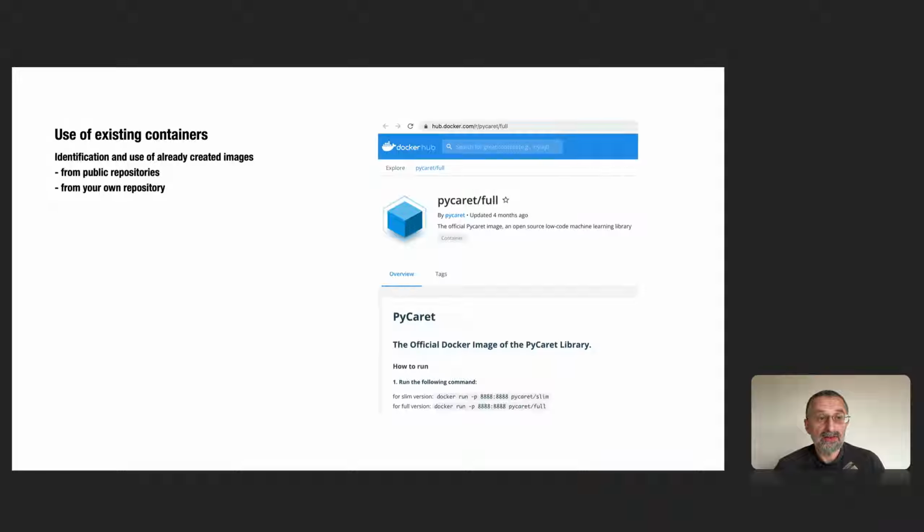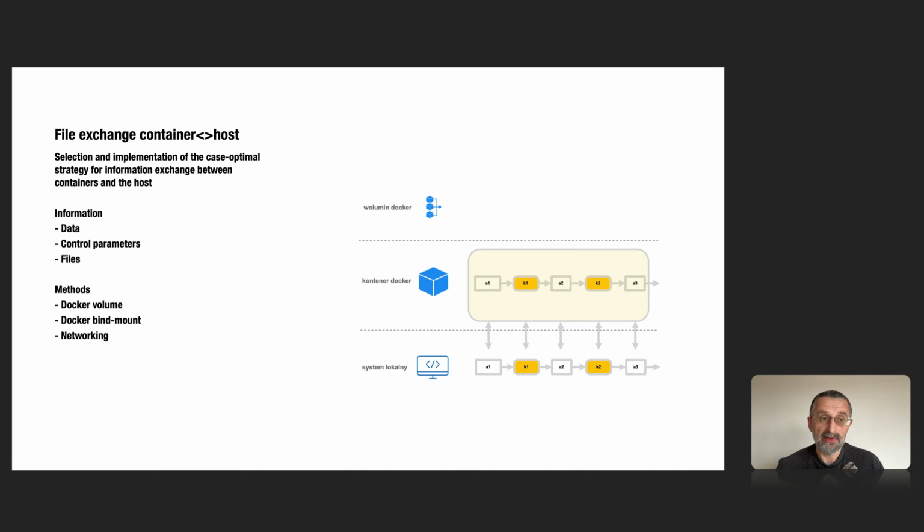Next, use existing containers, identify and use already created images from public repo or from your own repo, as I already mentioned with PyCaret. So they built the image, and now you can take this image, pull this image, and run it locally. So reuse of existing containers.